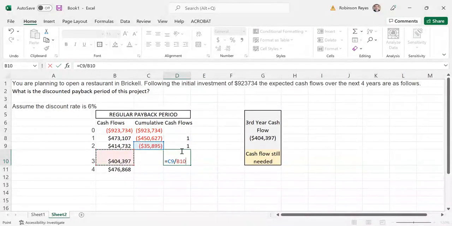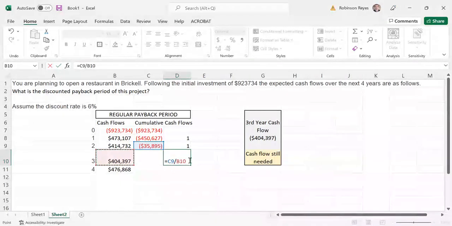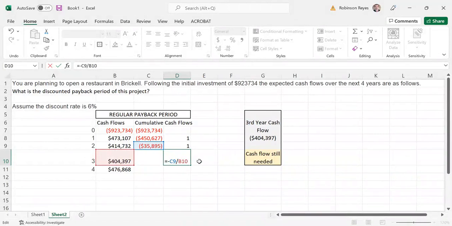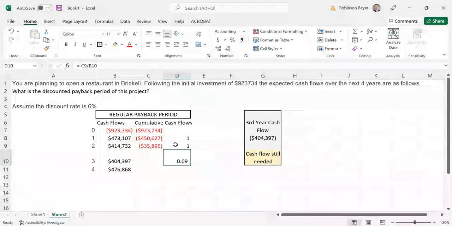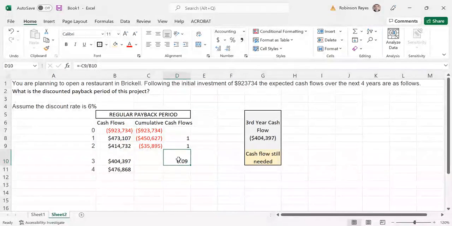It will look negative because 35,000 is negative, so I will just add this negative sign, but that's a matter of choice. You can keep the negative sign if you want. And there we go. So basically you have 0.09, or in other words, 9% of the year.